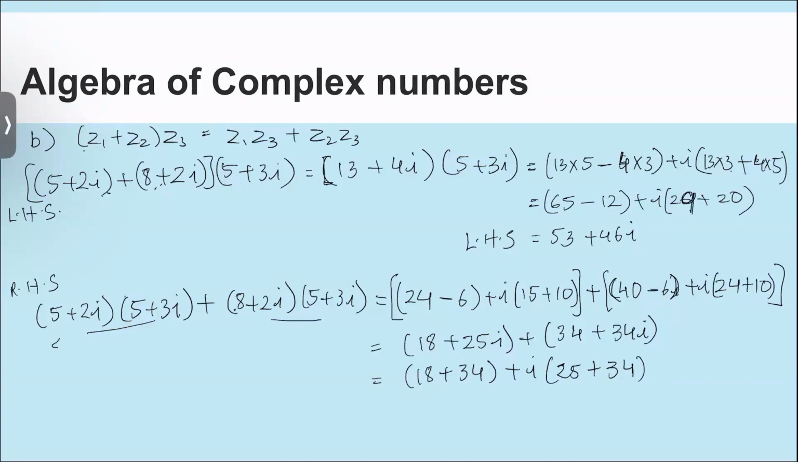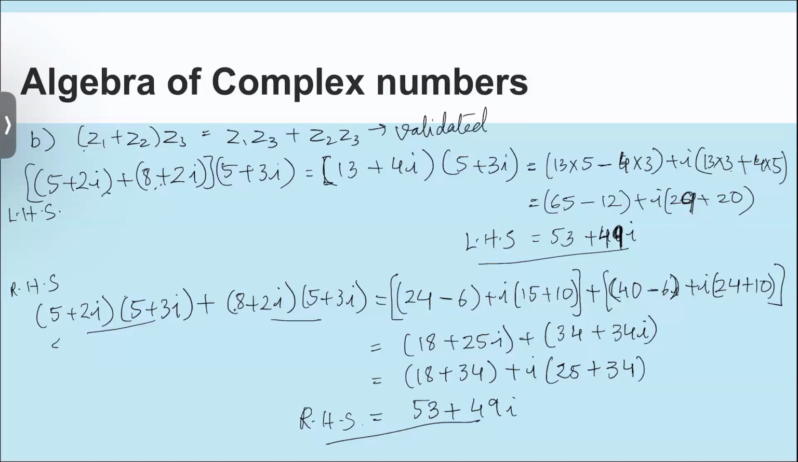No, sorry, I again made a small mistake. Okay, so this is 49. Again we see 18 plus 34 is 53, and what we get is 49i. So this is the RHS. As we can see, LHS is equal to RHS, so this identity or this property is also validated.